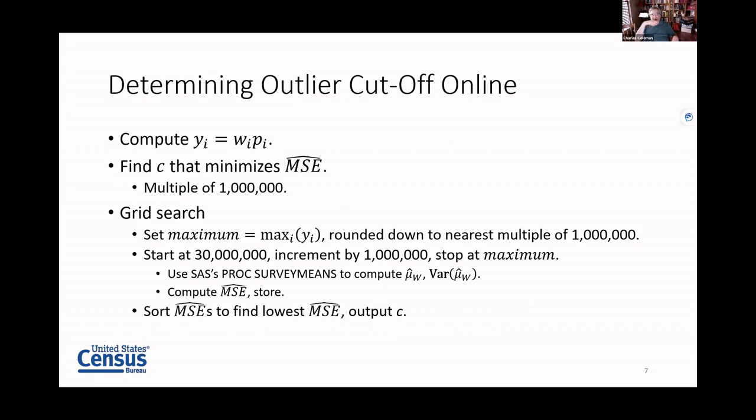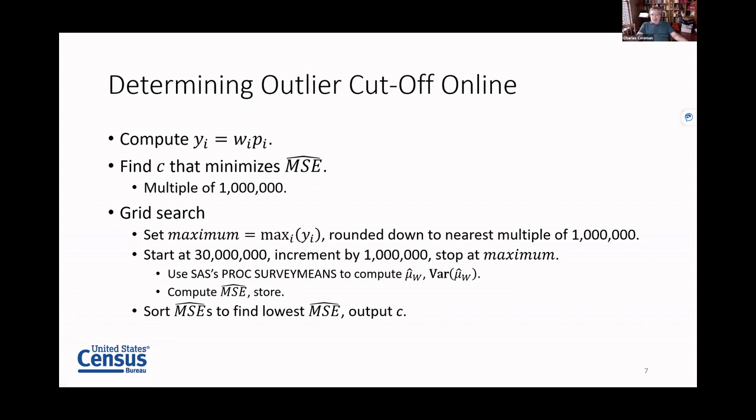So we compute our yi's as being weights times the prices, and then we find the C that minimizes the estimated MSE. This we determined to be a multiple of 1,000,000, which is a convention that we use. And we do this by using a grid search. We set our maximum equal to the maximum value of the yi rounded down to the nearest multiple of 1,000,000. Then we start at 30 million, which has some justification, as arbitrary as it may look, increment that by 1,000,000 and stop at maximum.